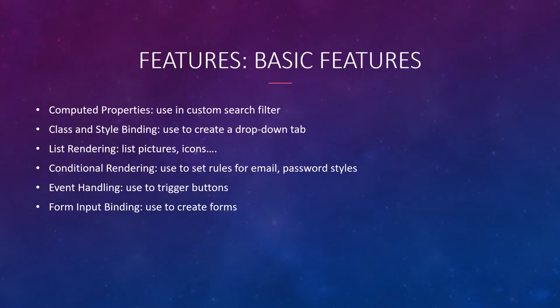Next one is the basic features of my web application. So firstly are computed properties. In my code, I have used them in order to create a custom sort filter for the picture gallery. Next is class and style binding. To create a drop-down button, I have to use v-bind for binding its element's class list and its inline style. In the project, I also use list rendering many times. I use v-for directives to render a list of items in an array so that it could list and show them in different contexts.